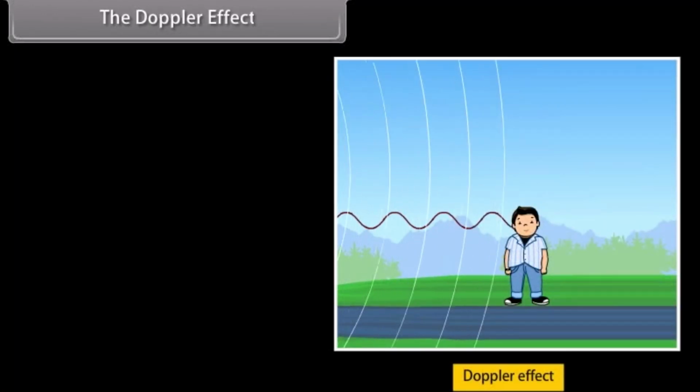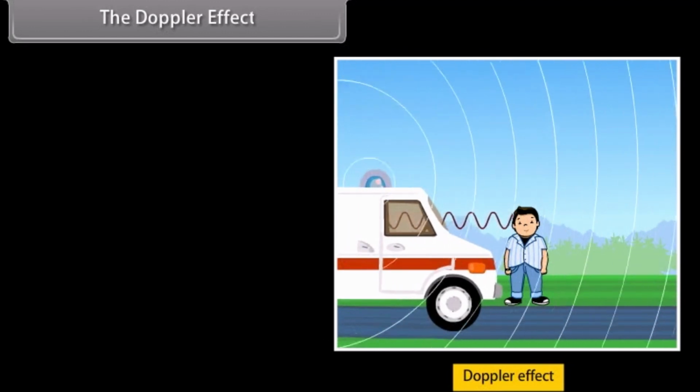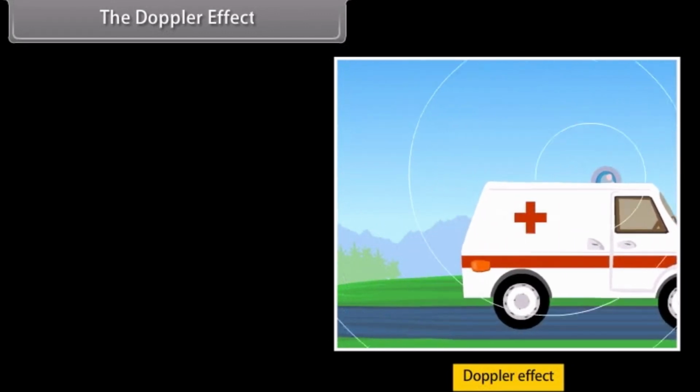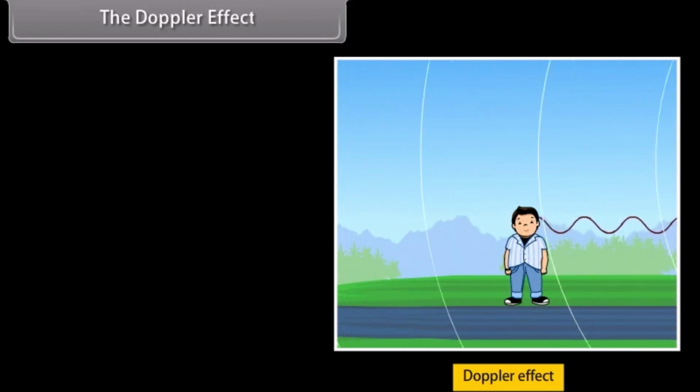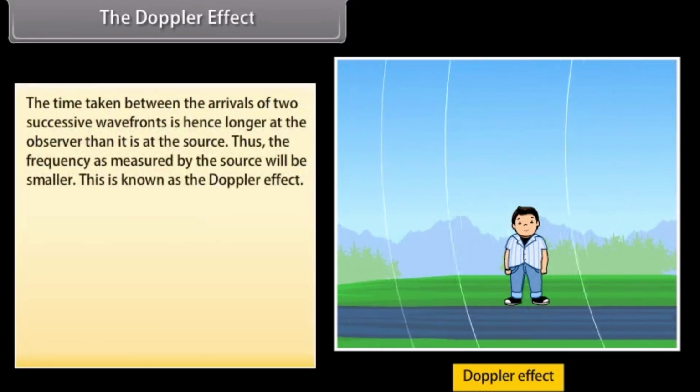The Doppler effect. Consider a medium where the source moves away from the observer, then later wavefronts have to travel a greater distance to reach the observer. The time taken between the arrivals of two successive wavefronts is hence longer at the observer than at the source. Thus, the frequency as measured by the observer will be smaller. This is known as the Doppler effect.